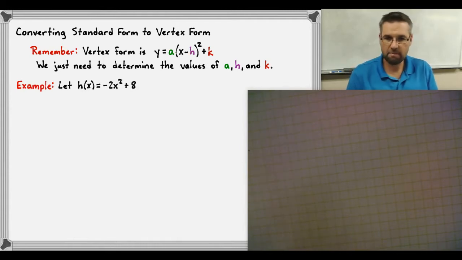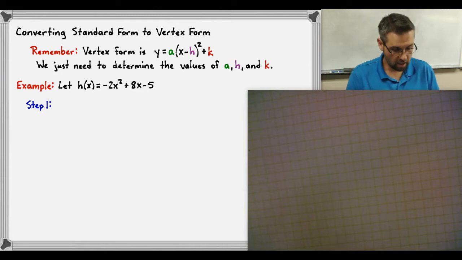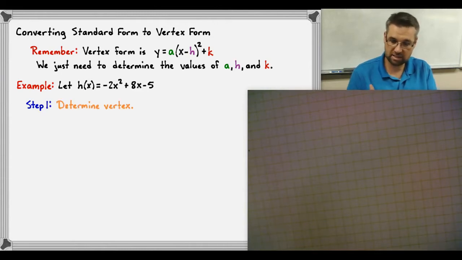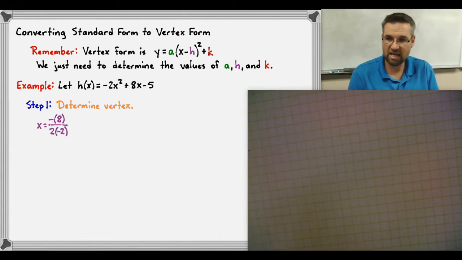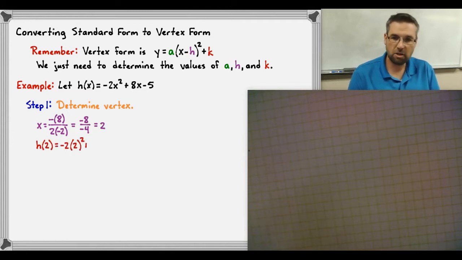So here's an example of that. It says let h of x equal negative 2x squared plus 8x minus 5. Well, we've got to find our vertex. So remember, to find the vertex or our axis of symmetry, we're going to plug in x equals negative b over 2a. So identifying our a value is negative 2, our b value is 8, and our c value is negative 5. So we plug that into negative b over 2a. So we have negative 8 over 2 times negative 2. That simplifies to negative 8 over negative 4, which is 2. So now I have my axis of symmetry. And then I plug that in to find the y value to get my vertex.